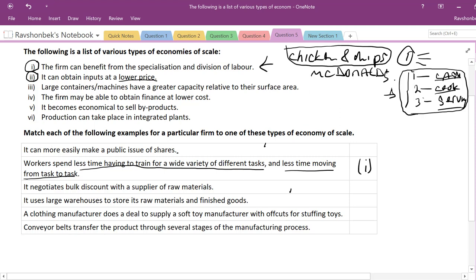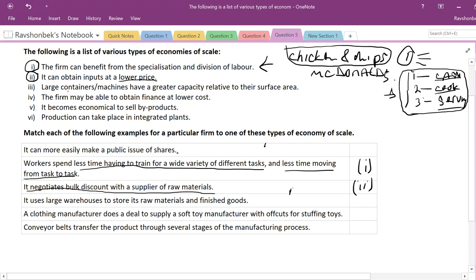So examples here. Okay, it looks like this one here. Actually, I was trying to locate my cursor because it disappeared, and in the end I just marked the line that corresponds to that second economies of scale case. Right, so it can negotiate bulk discounts with a supplier of raw materials.